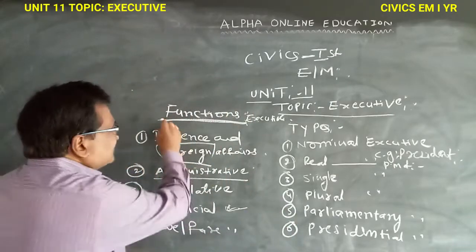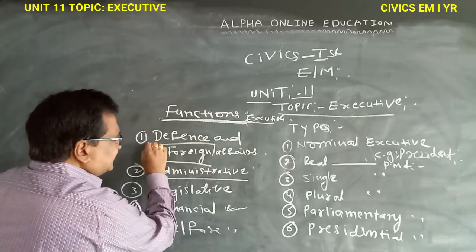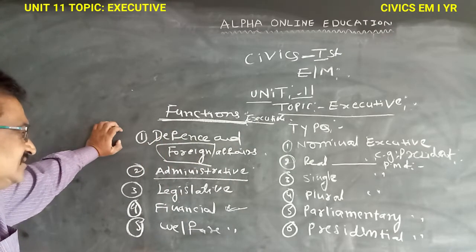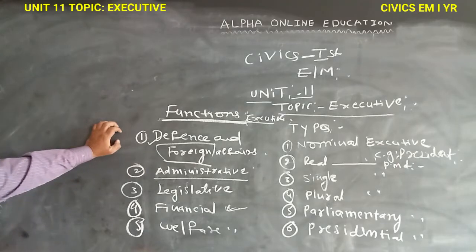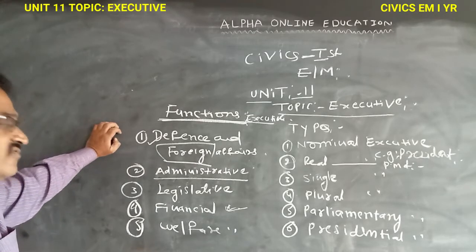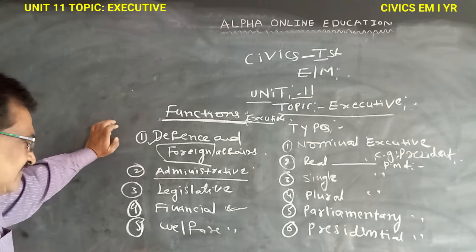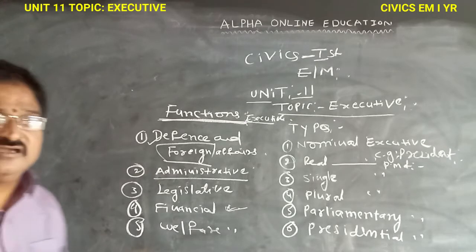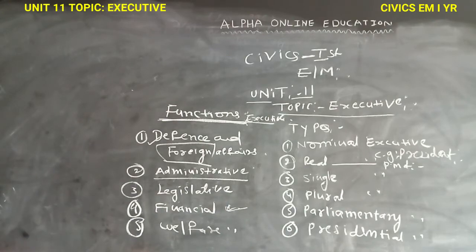So the functions of the executive: the first one is defense and foreign affairs, the second one is administrative functions, the third one is legislative functions, the fourth one is financial functions, the fifth one is welfare functions. So these are all the functions of the executive side.